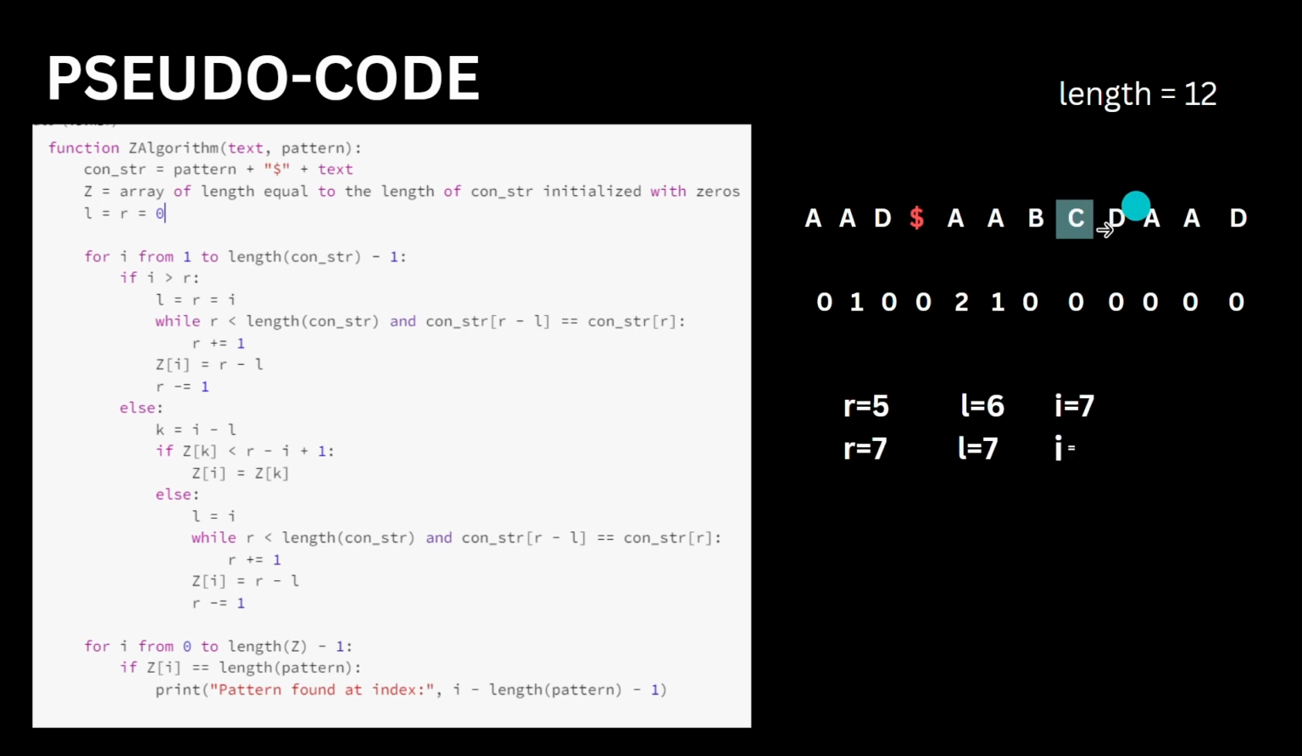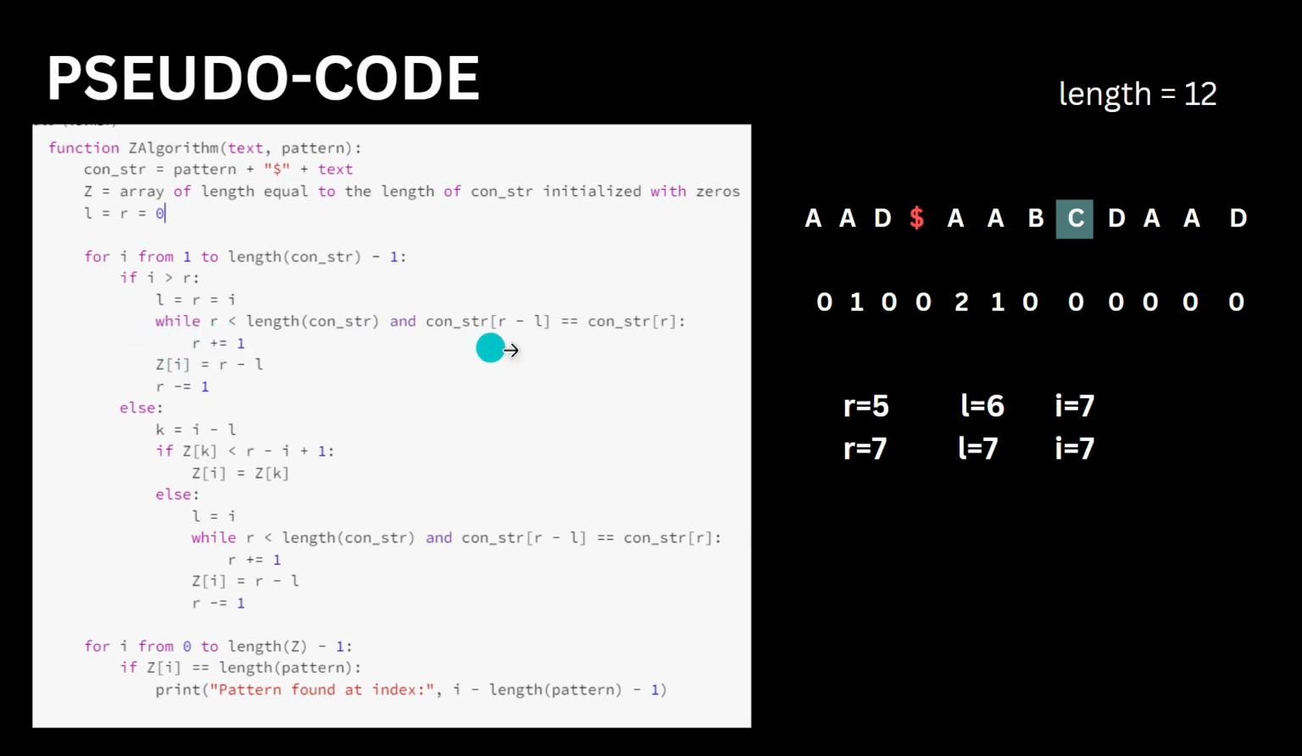Now I has been increased. I is 7, R is 5, and L is 6. We can see I is greater than R, so we'll get into the if loop. L is equal to R is equal to I, so all the values of L, R, and I are equal to 7. We'll go into the while loop.